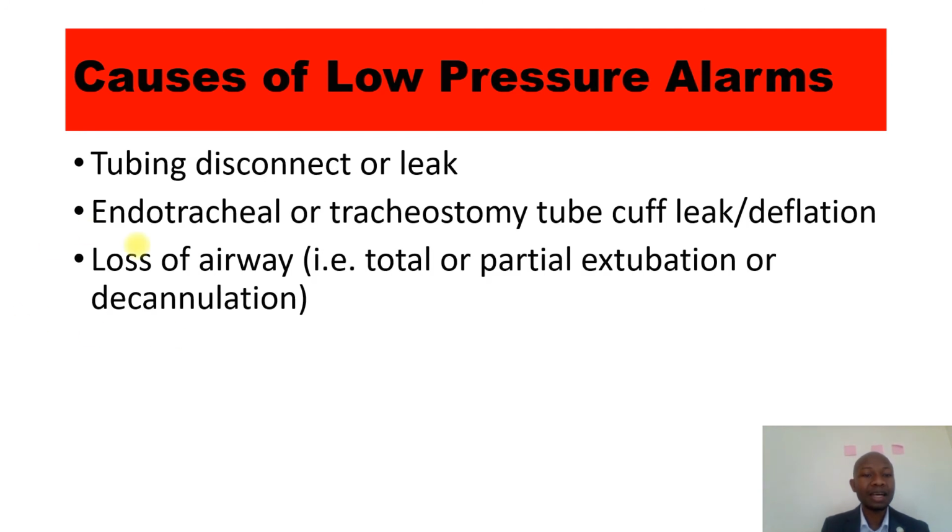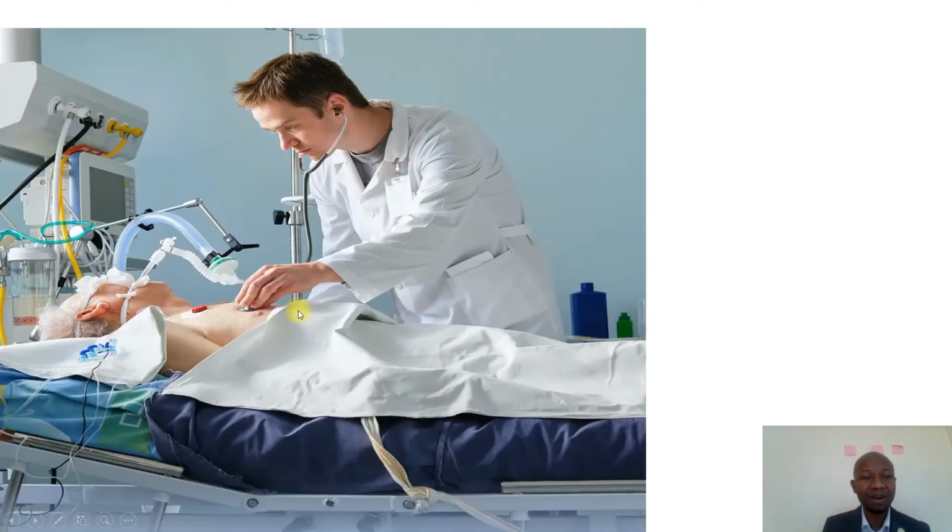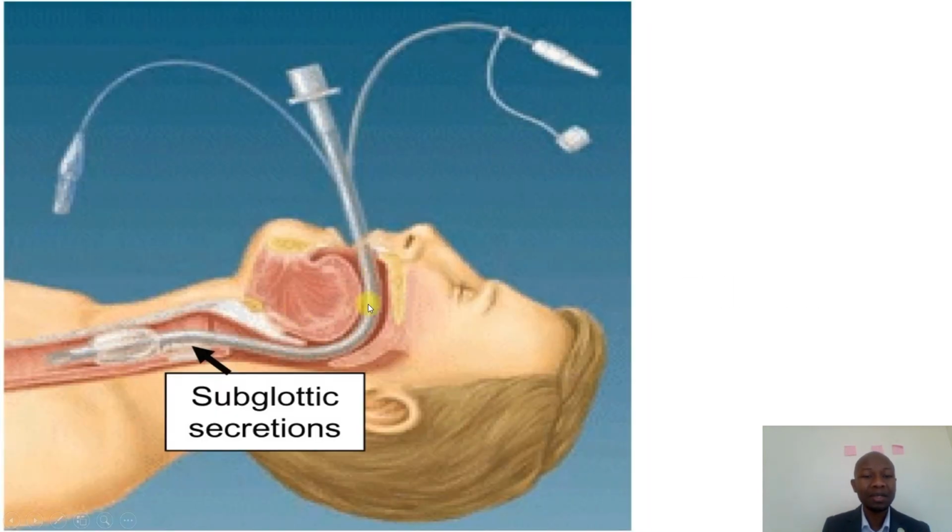Okay, and sometimes there is loss of airway, total loss, or partial extubation or decannulation. So what happens actually is that sometimes the patient can remove this altogether, and other mechanisms. Maybe we as nurses are turning the patient, and somewhere this tube gets stuck, and we keep pushing, and the tube comes out. If the tube comes out, of course, now there will be less resistance to the flow of air, and it will lead to a low pressure alarm.